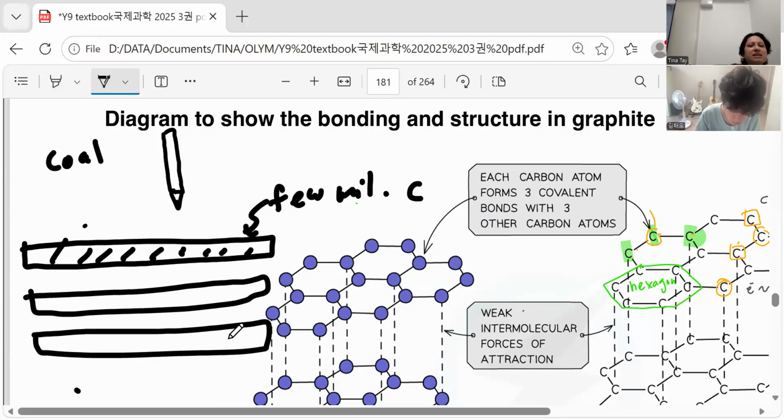You know your pencil lead can write? Okay. Why can your pencil lead write? Every time it writes, one layer of the giant covalent actually comes out. Okay. But then charcoal, the texture and the pencil lead texture, same or different? Different. Who is smoother? The pencil lead, because it's added with clay. You know it's clay? It's added with clay to make it smoother.